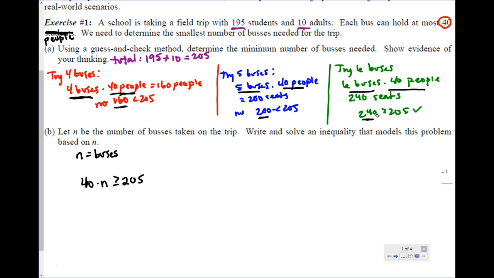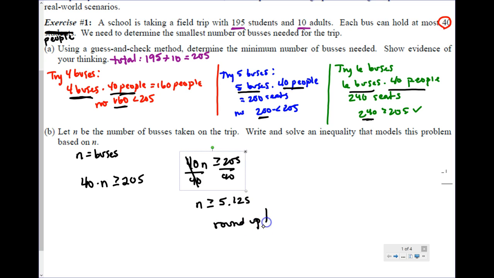Okay? So now we're going to solve. I'm going to write this a little nicer. 40n is greater than or equal to 205. Divide both sides by 40. The 40s cancel out and I get n is greater than or equal to, and I'm going to get a decimal, 5.125. Now we have to take this number and we have to round up.